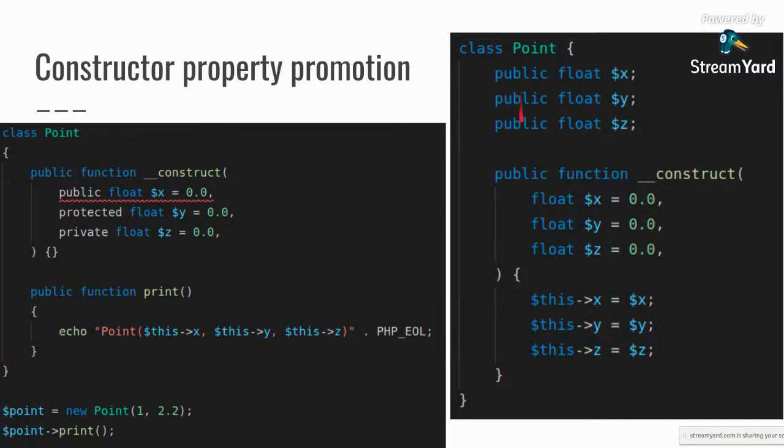Whether it's public, protected, or private, we define it with a parameter. And now we are calling it. And this time I am calling it only with 2 arguments. So we are not passing z. So the output will be 1, 2, 0 because the default value of z, 0, is assigned here. So this is called constructor property promotion. If some of you are using JavaScript, that is there, and now it is also in PHP.